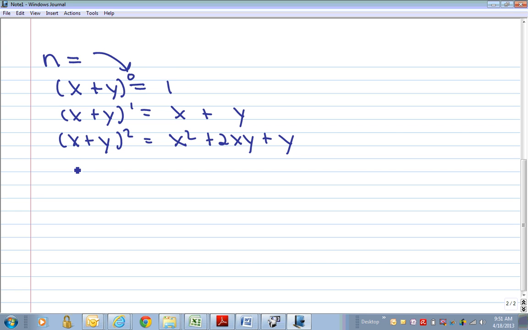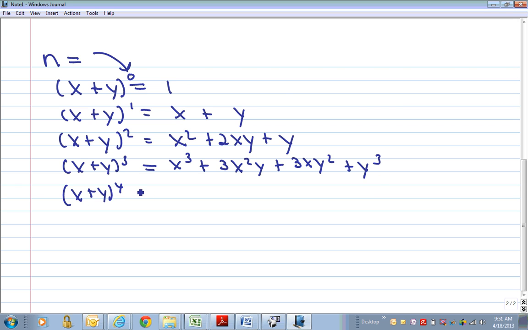Now we get tricky. So we have (x plus y) cubed. I'm not going to go through the math, but I'm going to show you what the result would be, and we're going to look at the pattern. This would end up being x cubed plus 3x squared y plus 3xy squared plus y cubed. Let's keep going. What if we had (x plus y) to the 4th power?